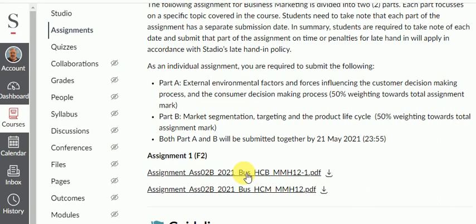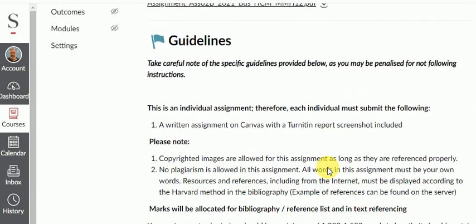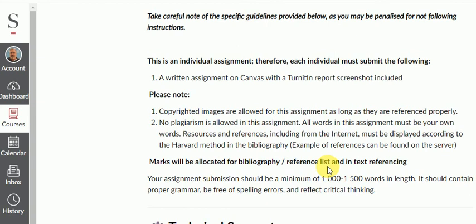The assignments, although they are exactly the same, I have loaded separate Higher Certificate in Business Accounts Administration, HCB, and Higher Certificate in Business Management, HCM. It's exactly the same assignment, but just for the sake of ensuring that the right title is on the assignment page, I have loaded them separately. If we go through the guidelines, it's quite simple and straightforward.